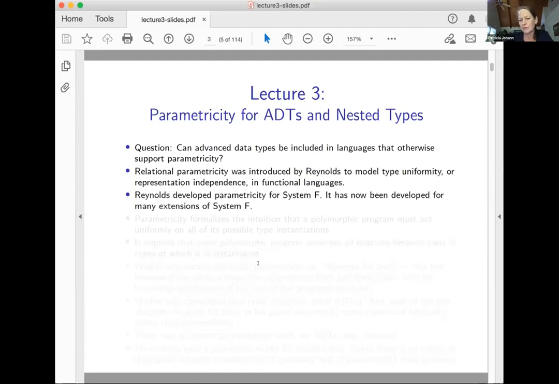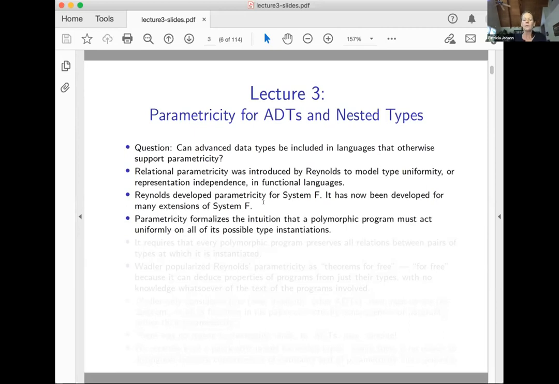So he developed parametricity for System F, and of course it's now been extended to many extensions of System F. If I started naming various extensions, it would probably take me the entire length of this lecture, so I won't. I'll just say that parametricity is well studied for many systems other than System F. But what it tries to do is formalize this intuition that if you have polymorphic types and you have a polymorphic program, then that program has to act uniformly on all of its possible type instantiations. So I'm just trying to lay out the scope of what we're going to talk about today. And of course, I'll go into all of this in more detail.